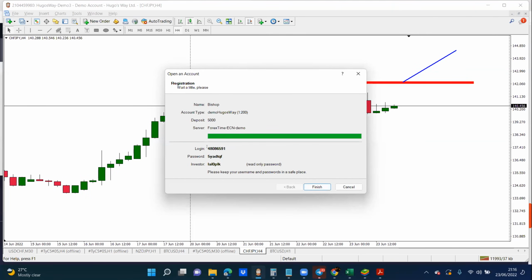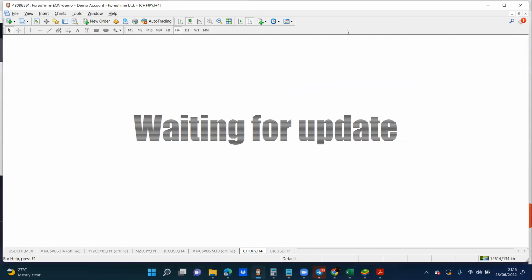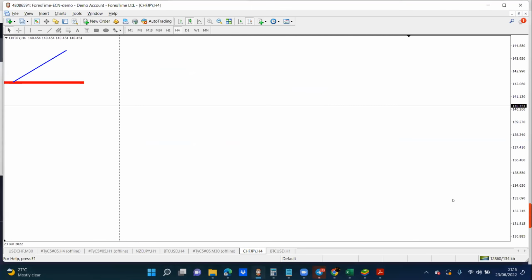Remember, you also have your login details, your password, your investor password. You could copy this and save, or I'll show you another way to do that. Then you click on Finish. Once you click on Finish, now you should be getting your feed.